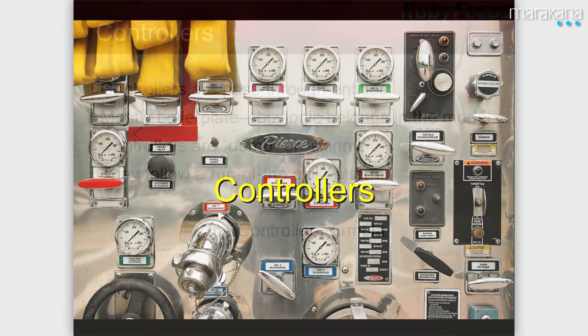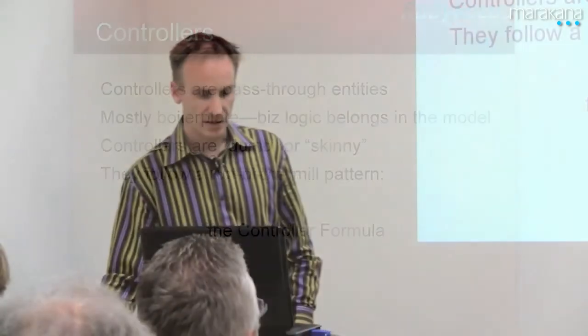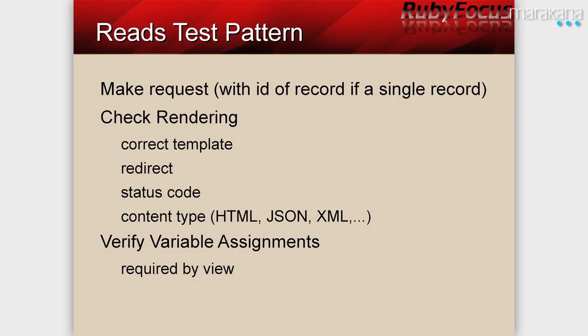And we talked about how to test controllers and how controllers are mostly boilerplate types of entities that just pass stuff through. The less customized they are, the better the application, the less trouble we have to deal with. And we went through a couple of examples, starting with the read test pattern. So how do we read stuff?